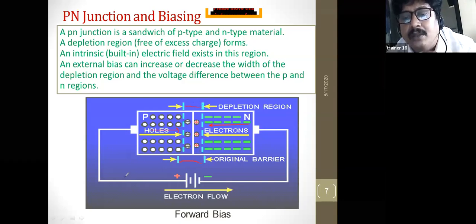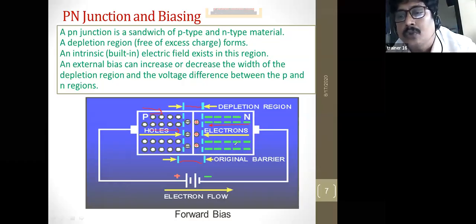Similarly here, the P-type is connected to the positive terminal. Both are positive, so some force acts in this direction. That means repulsion. The P-type and the positive terminal both repel. Thereby the P-type is attracted towards the N-type, and the N-type towards the P-type. So the electrons will flow from N to P. Do all of you understand? This is the actual process going on.